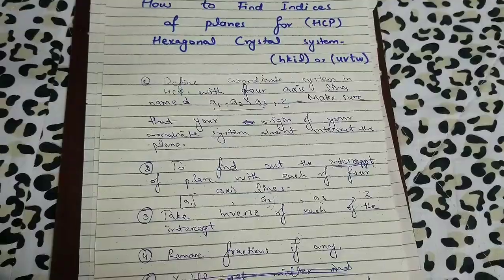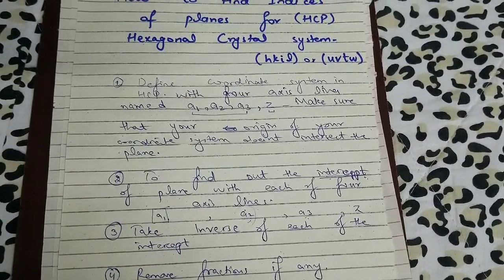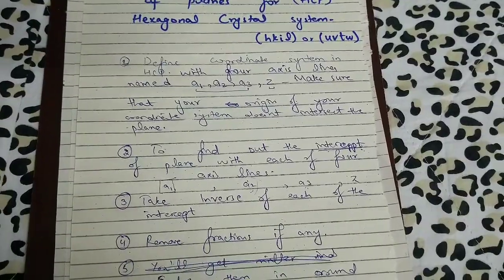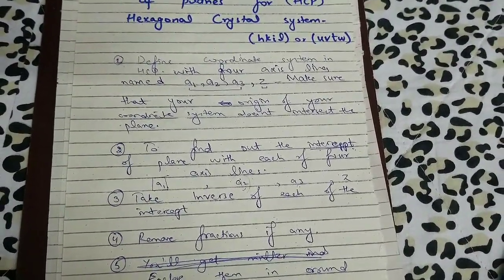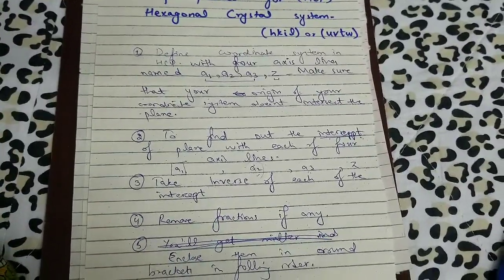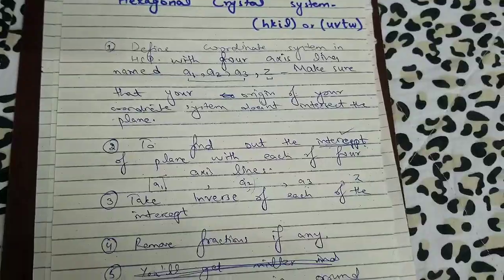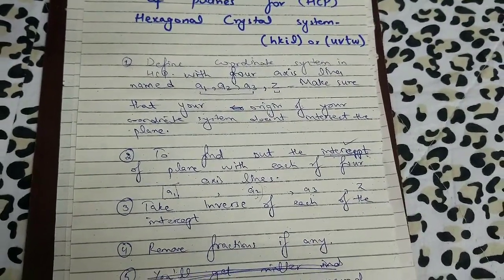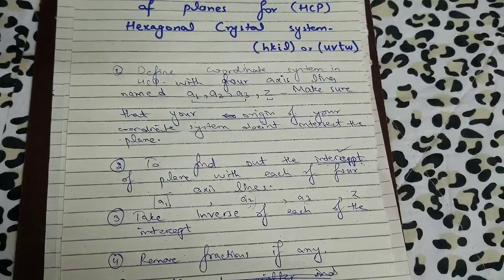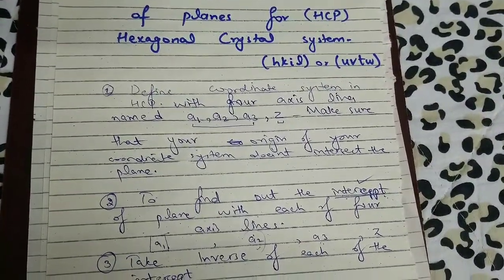The main and tricky part is to find out the intercept of the plane with each of the axis lines. This is the most crucial part, and the rest of the steps are very easy. There is nothing tricky in them, but finding out the intercept is the tricky thing. So let us now see what the HCP structure looks like, and how the coordinate system is defined in HCP. So let's jump into that part of the video.